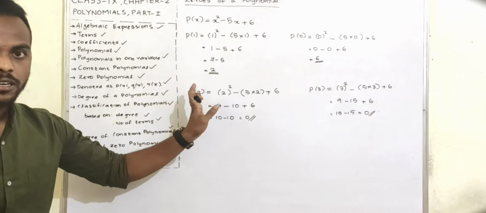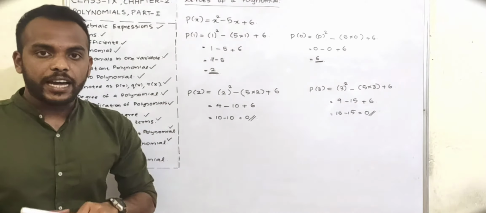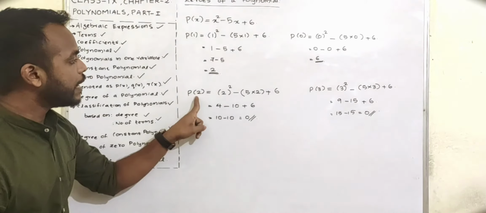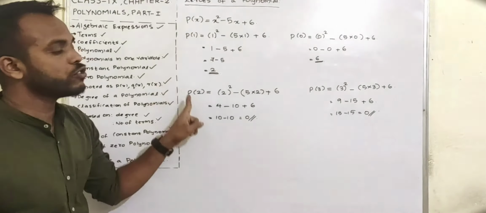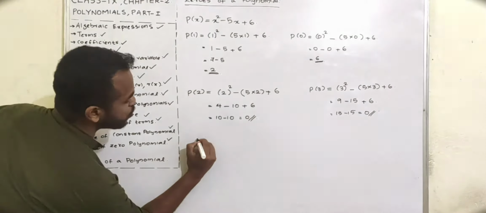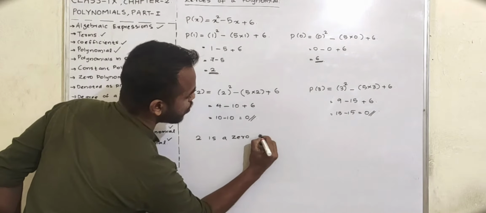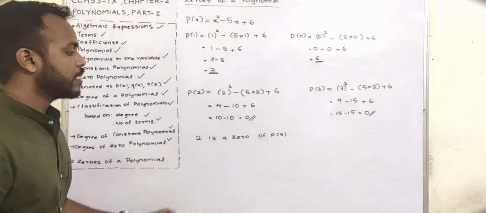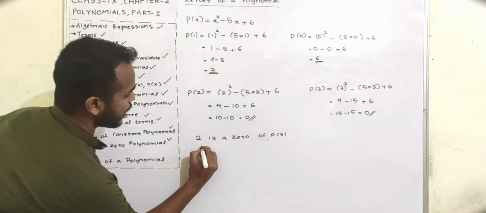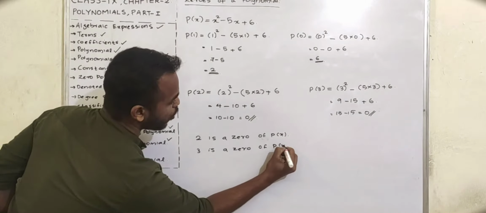Now comes the important part of this section. Zeros of a polynomial. Zeros of a polynomial is the value for which we get the value of p of x as 0. I repeat, in this case, we put x is equal to 2. And what was the value of p of x? 0. Then 2 is a 0 of p of x. Then when we put 3 also, you got the value as 0. Then you can say 3 is a 0 of p of x.